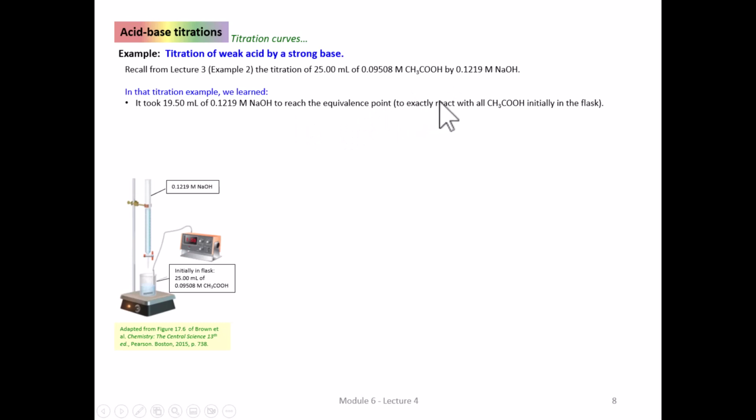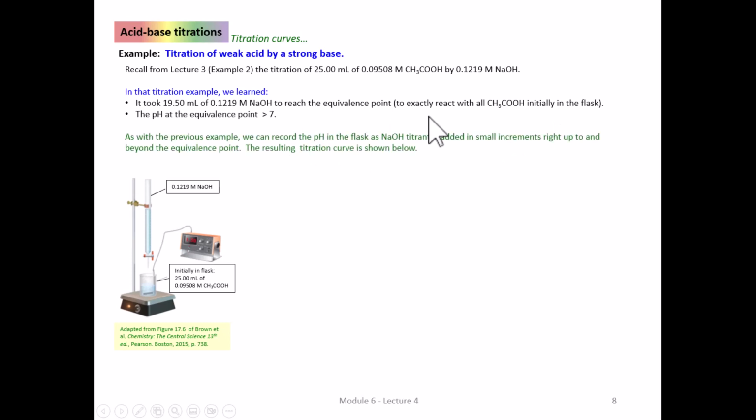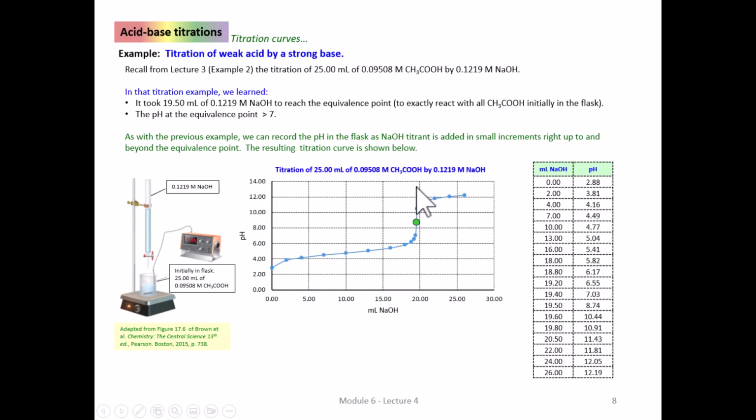That would be where exactly all of the acetic acid was reacted that was initially in the flask, and that the pH at the equivalence point was greater than 7. As with the previous example of a titration curve, we could record the pH as the sodium hydroxide titrant is added with a pH meter, and we could add the sodium hydroxide in small increments right up to the equivalence point and beyond the equivalence point.